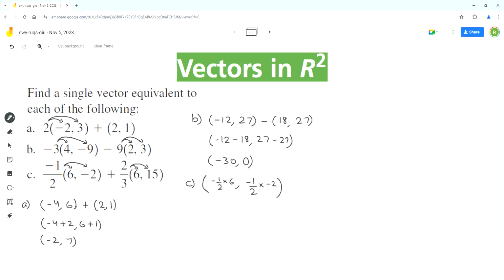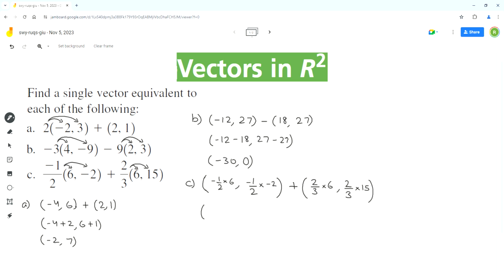So this is what we get for the first vector. And this is what we get for the second vector. Now we can start with the first vector. We can simplify the components.